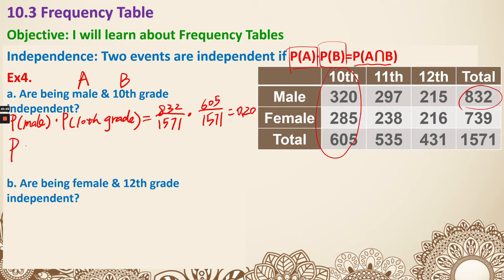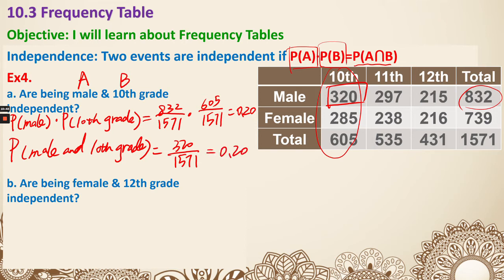Now we're going to calculate male and 10th grade, which is guaranteed that both events are happening. So it's going to be 320 out of 1571. Same thing, type in your calculator. The decimal you get should also be 0.20. You may notice that starting from the fourth digit, they're not exactly the same. They're a little bit off. But after rounding, because they're super, super close, we are going to consider them to be the same, and thus independent.